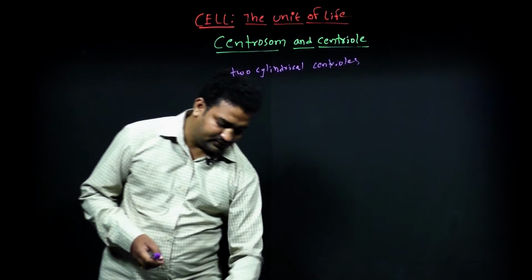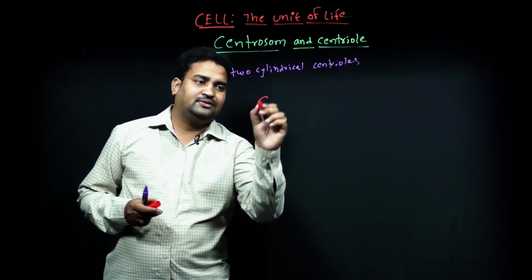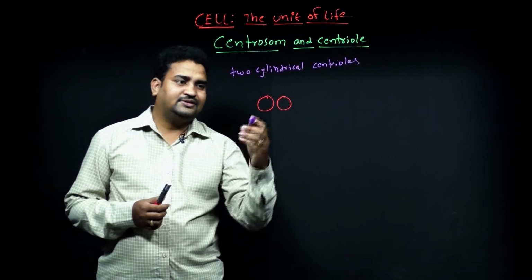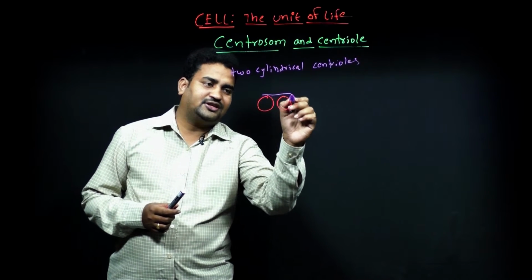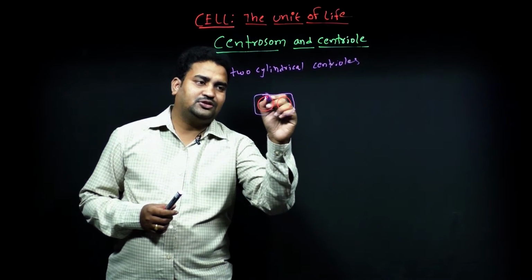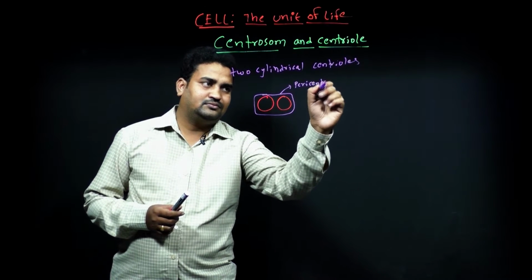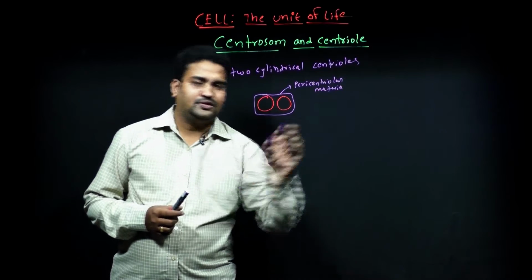For example, these two are the centrioles in a centrosome and they are covered by pericentriolar material. So this is pericentriolar material.